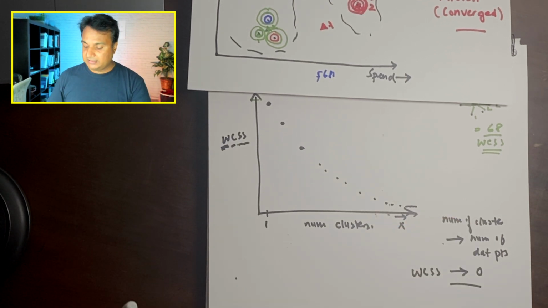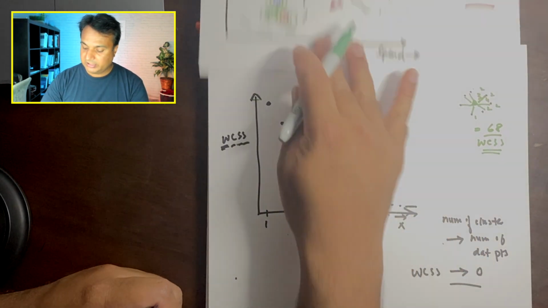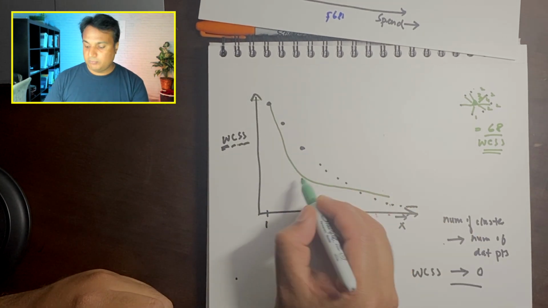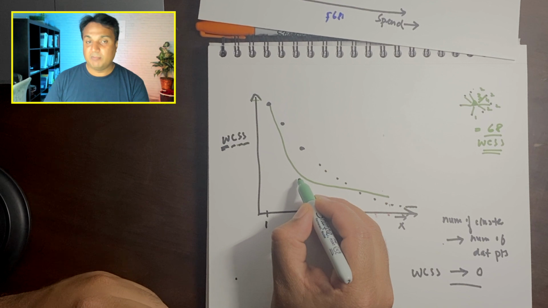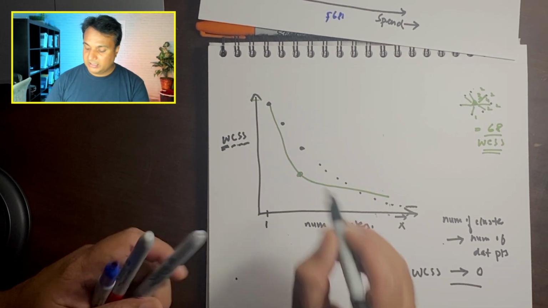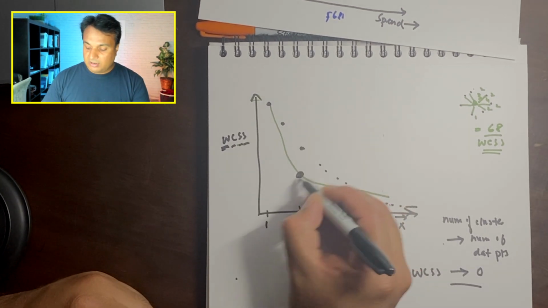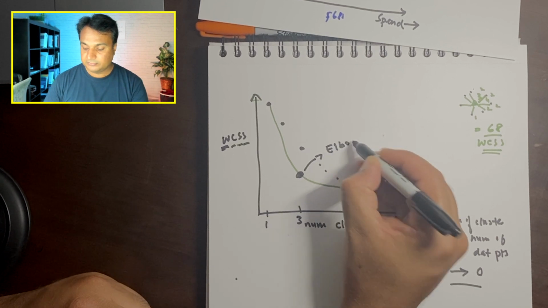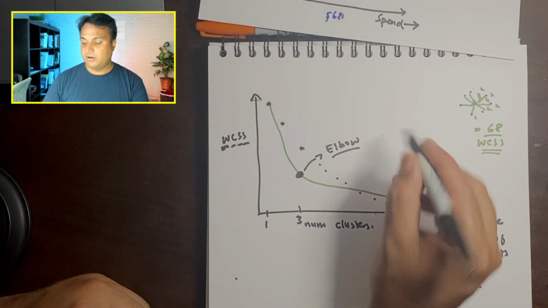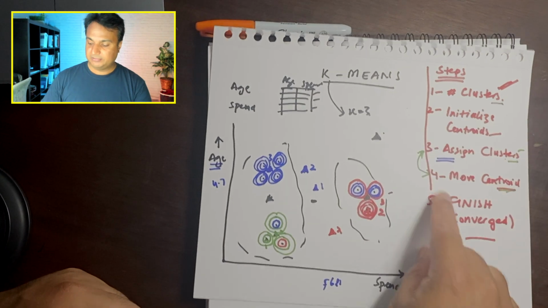But in real life, when we look at this curve, it is not very smooth all the time. Sometimes we would see a curve which looks like this. Then we can see that there is a point where we saw a significant drop in WCSS, and afterwards there was not much. So that could be a good point for us to take as the number of clusters, and in this case it could probably be 3. This is called the elbow of this curve, and this method of finding the right number of clusters is called the elbow method.